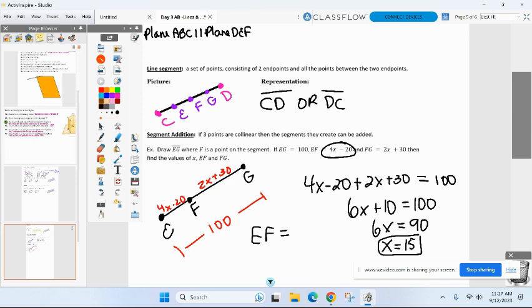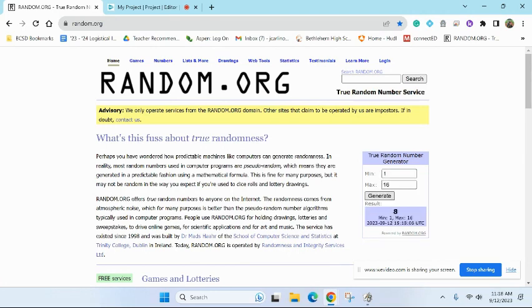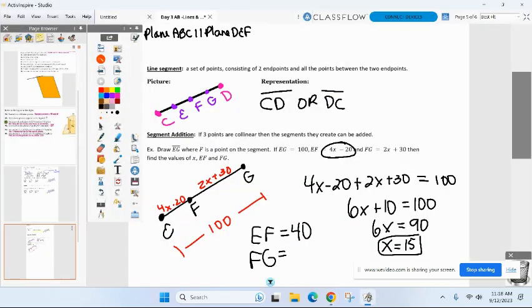Want to finish it? It's 40. 40, yep. And now go ahead and find FG. You can do it the same way. Substitute in X, or you could say, oh, the whole thing was 100. The first piece was 40. FG, what are we looking at for FG here? 60.